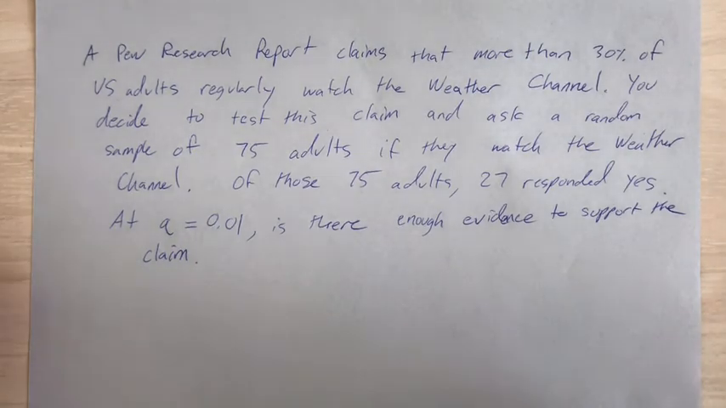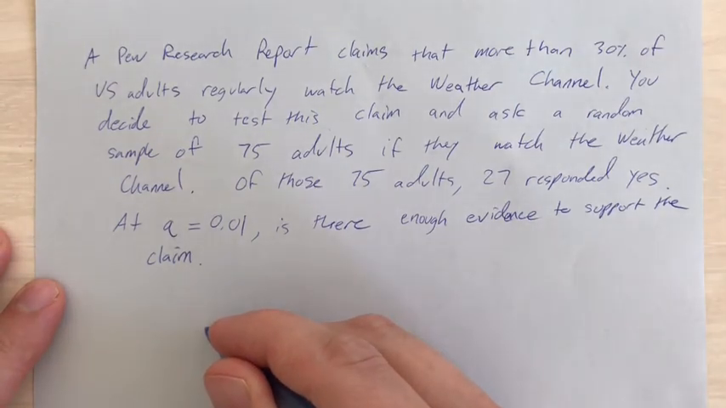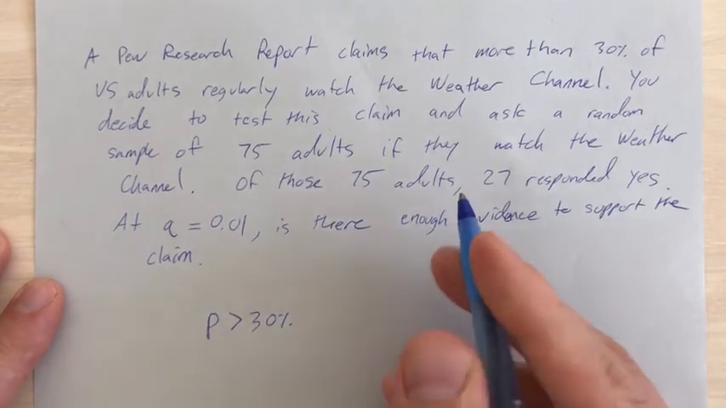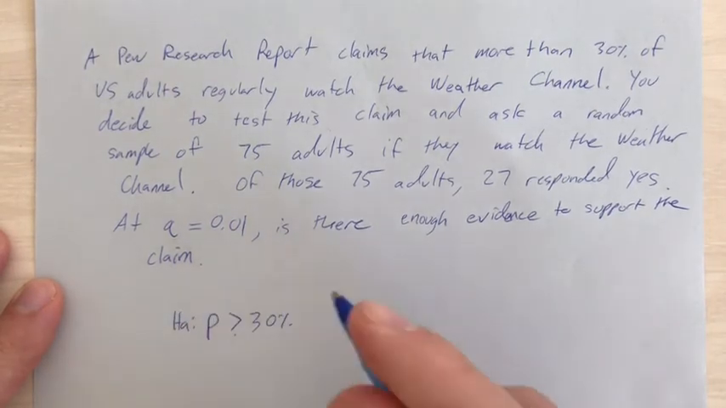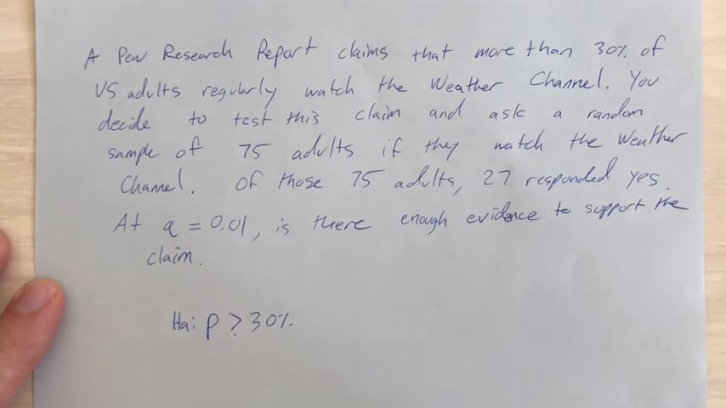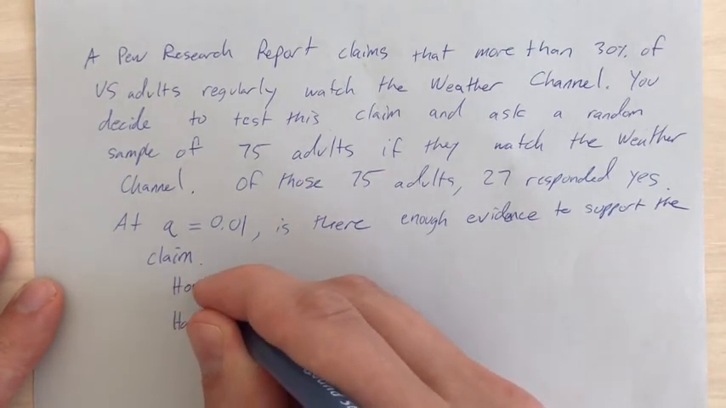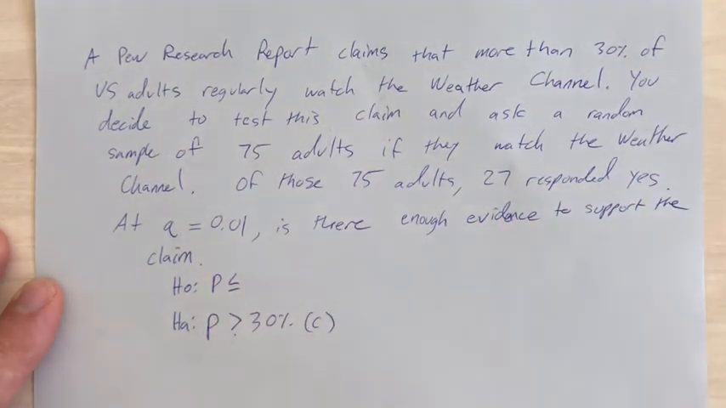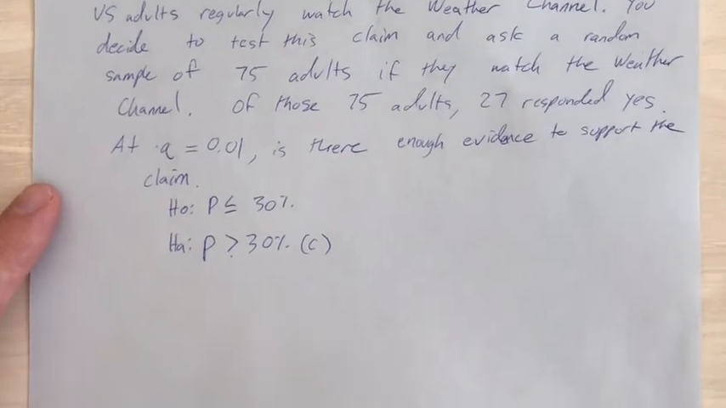All right, so let's start by writing the claim in symbol form. The claim is that the percentage is more than 30%. Because of that symbol, that's going to put us in the alternative hypothesis, because stuff without equal signs goes in the alternative. That's going to be our claim. Now I'm going to write the null. The null is opposite of that, so the opposite of greater than would be less than. But because it's the null, we'd throw an equal sign in there, and that's going to be 30% as well. So we got our null and alternative.